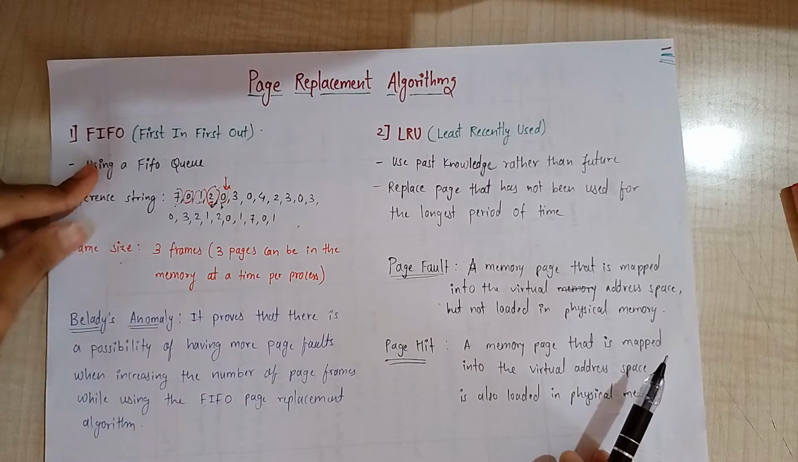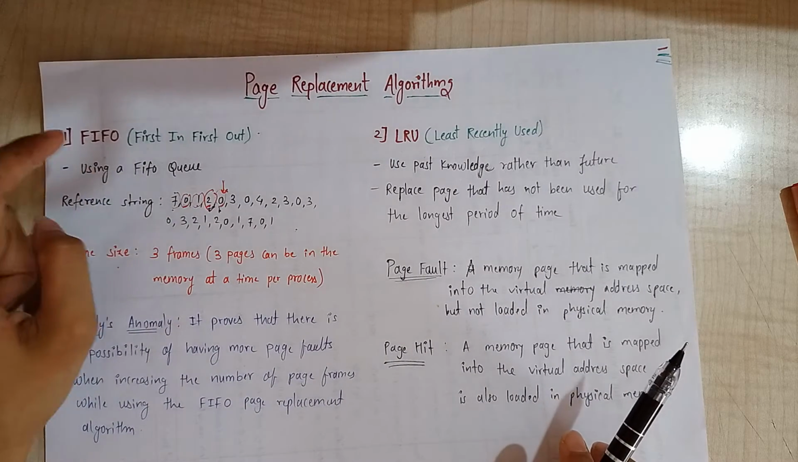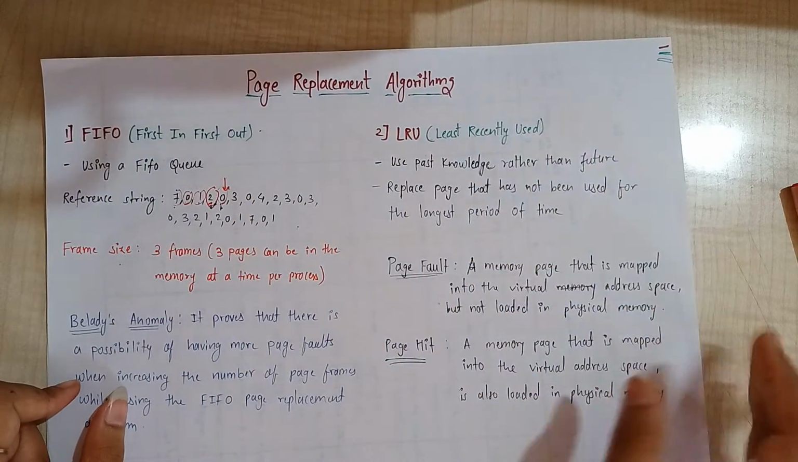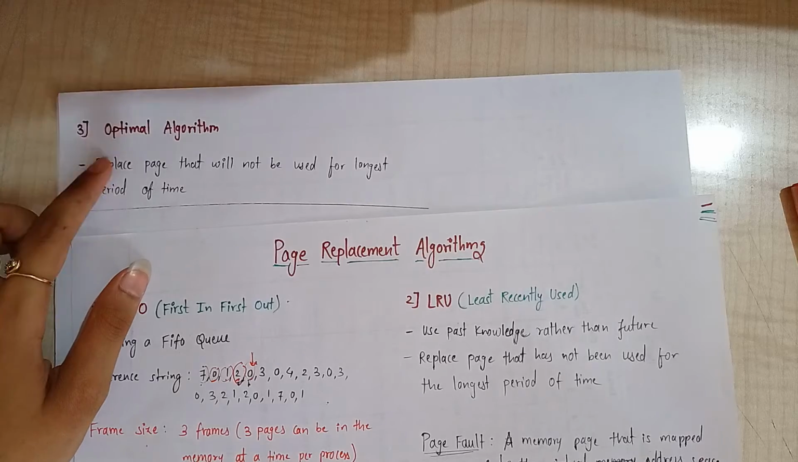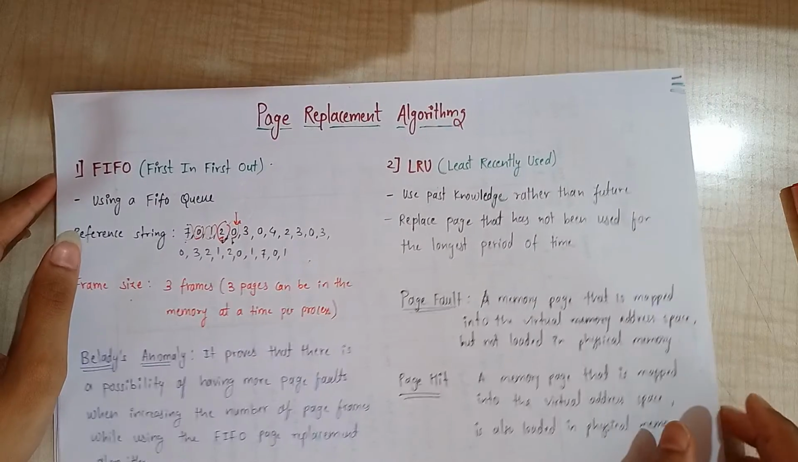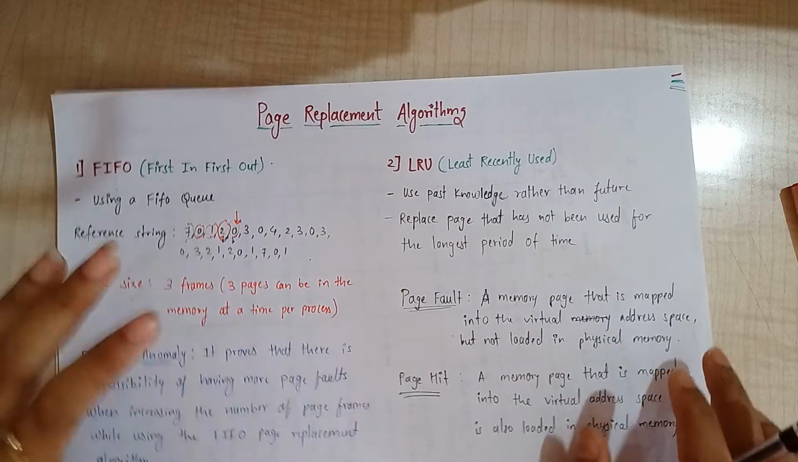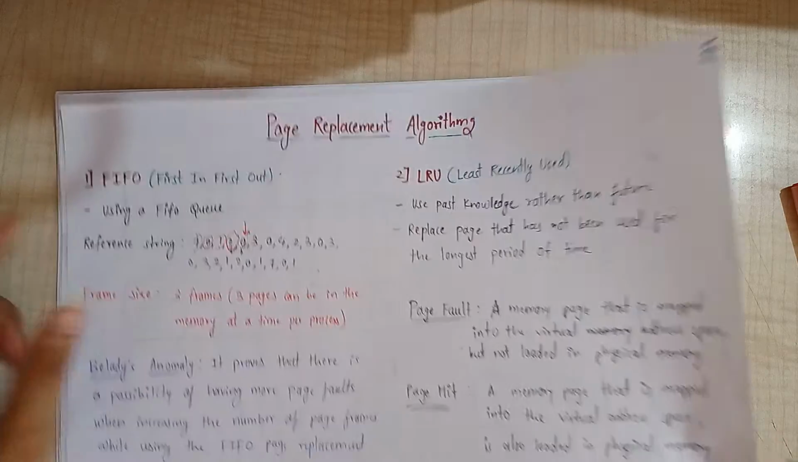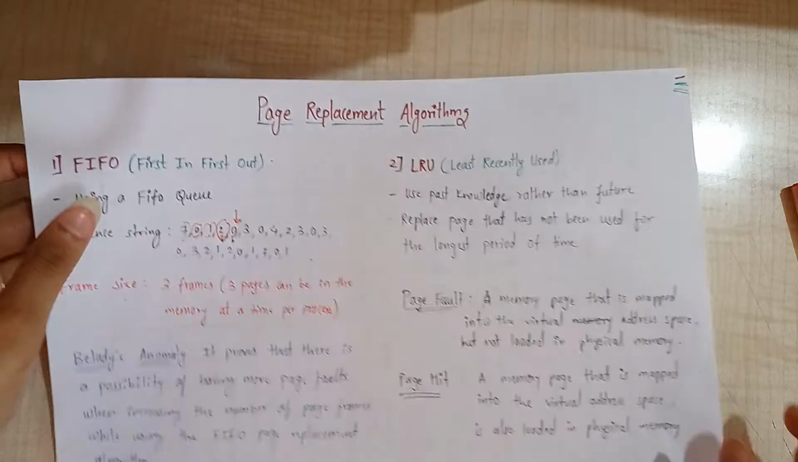So there are three types of page replacement algorithms. The first one is FIFO, first in first out. The second one is LRU, least recently used, and the third one is optimal algorithm. In this video, we are going to focus only on FIFO, which is the simplest one, and I'm going to explain FIFO with the help of an example.